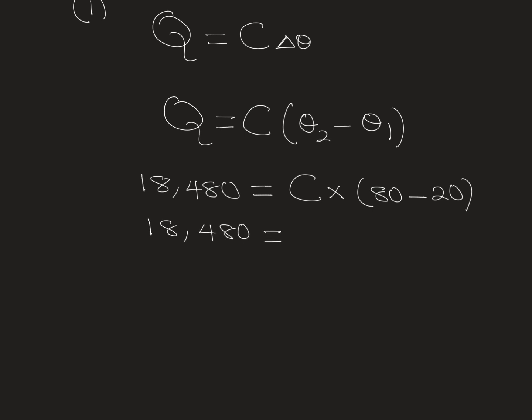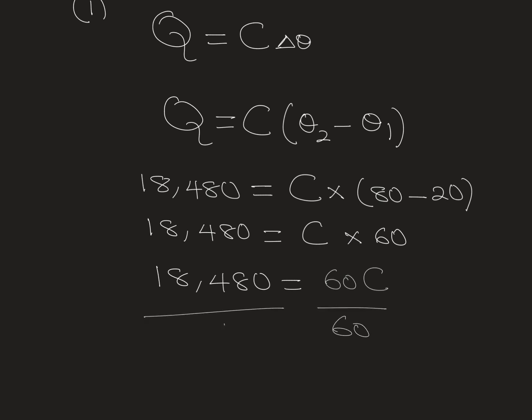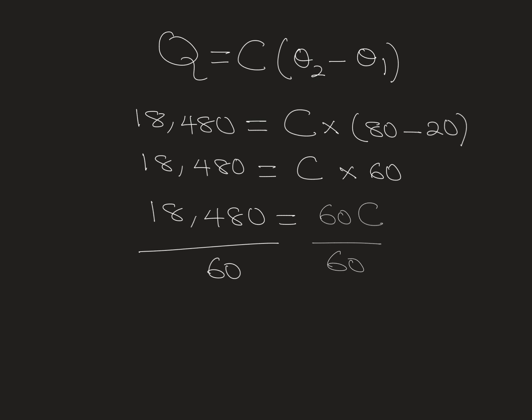So that is 18,480 is equal to C times 80 minus 20, which is 60. So that is 18,480 is equal to 60 C. To find C, we divide both sides by 60. So with that, this will cancel this. Therefore, we can say the heat capacity is equal to 18,480 divided by 60, and that will be 308 joules per degree Celsius. Or if you like, you can say per Kelvin.